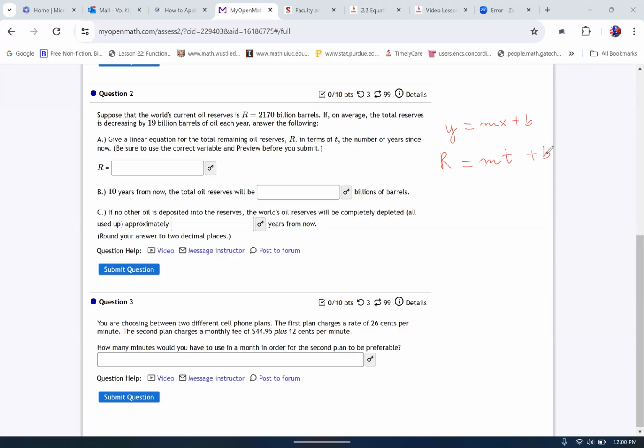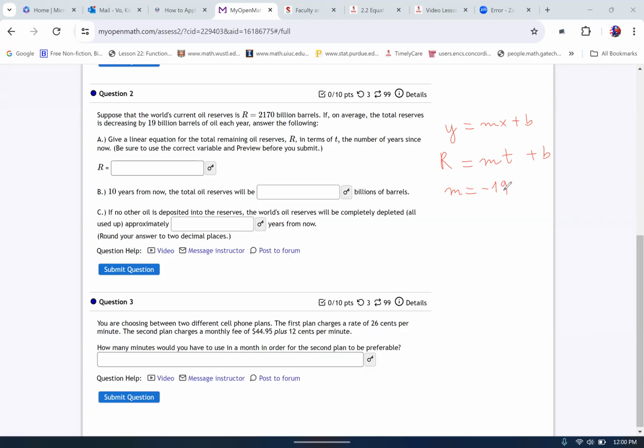So it's a very similar formula, but now we use different variables because in the question, they use different variables. In this case, because we know the oil reserve is decreasing by 19 billion barrels of oil each year, that tells me the slope of this function R. Because it's decreasing, the slope is going to be negative. So we're going to have a decreasing linear function. So M is going to be equal to negative 19.